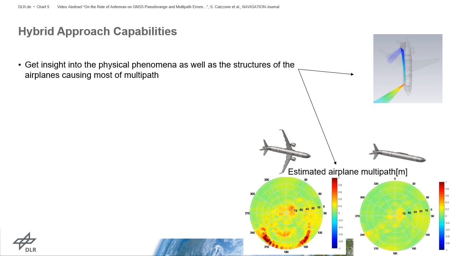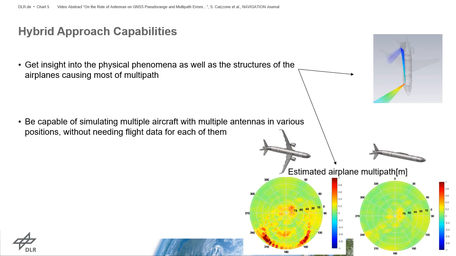This hybrid approach gives us quite a few capabilities that are shown in the paper, and indeed we can manage to get insight into the physical phenomena that happen to guide multipath, as well as the structures of the airplanes that cause most of this multipath. As for instance, we have shown what the wings or the tails have as an impact on the multipath that is seen.